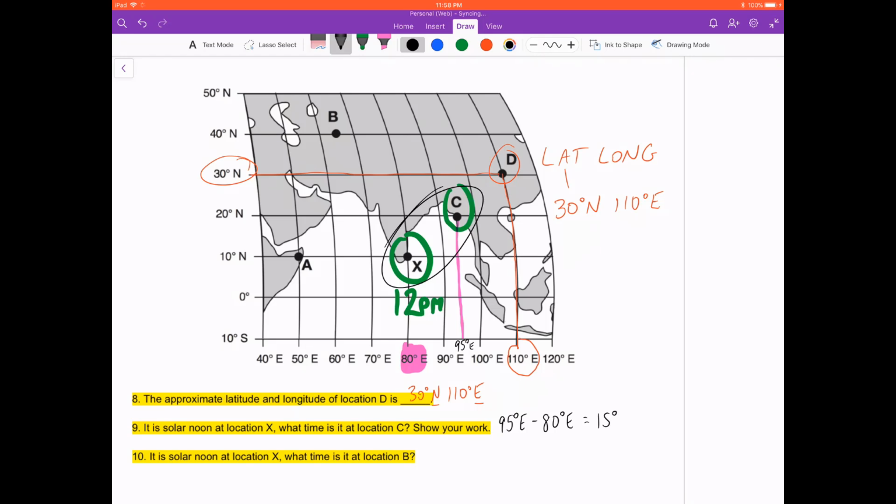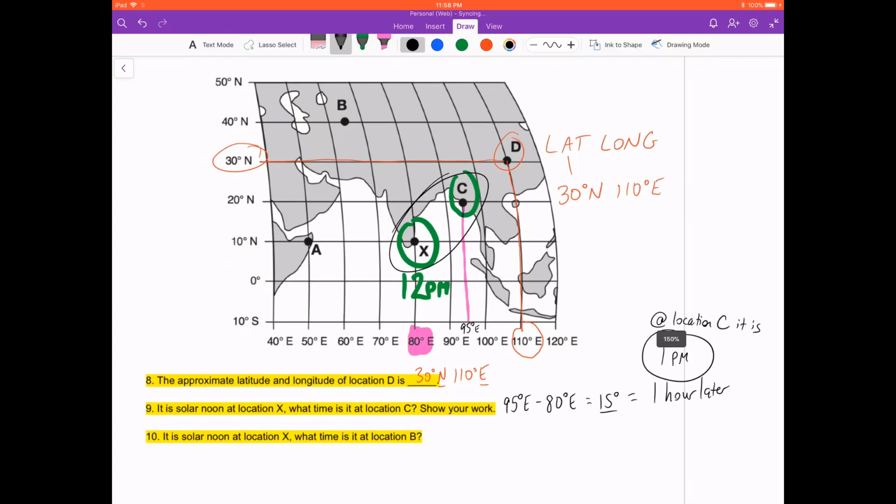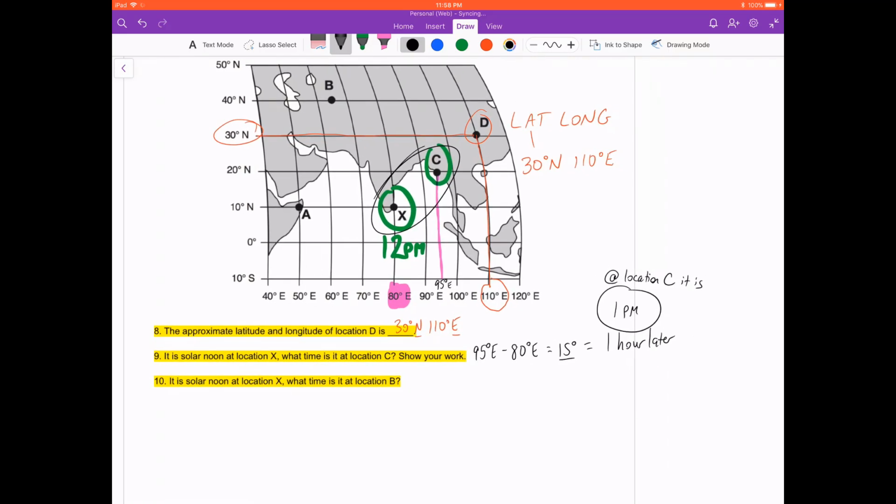So there's a 15-degree difference between location C and location X, and I know that location C is east of X, so it's going to be later than X, and it's 15 degrees away, so I know it's exactly 1 hour later, which means that at location C, it is 1 p.m. And that's how we could have gone about answering that question.